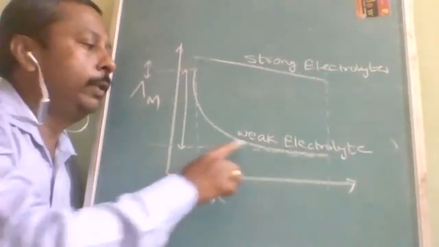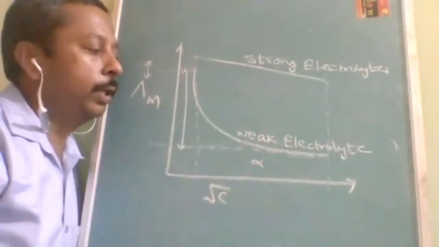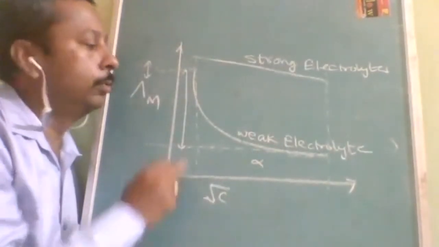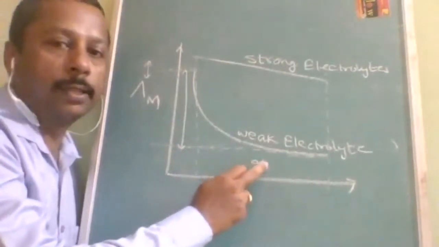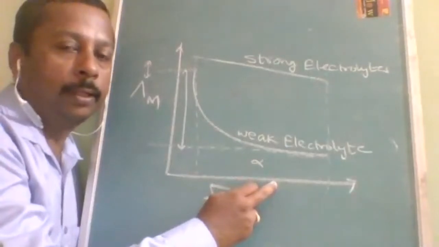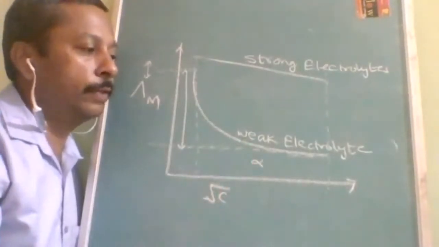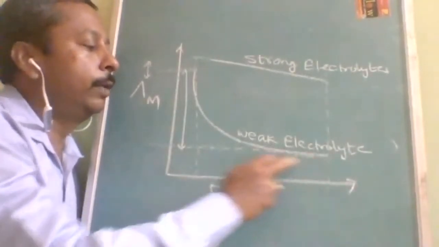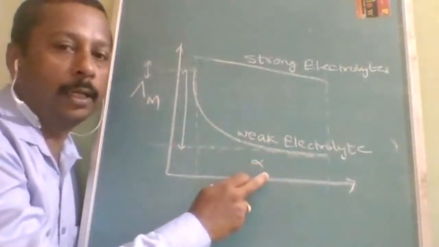Because in a weak electrolyte the alpha is very, very less, so they provide a small amount of ions. Once you add more water, alpha will increase. Dilution will increase the degree of dissociation. I have told you this in the first lecture only: degree of dissociation and how it varies. So degree of dissociation increases with increase in dilution.